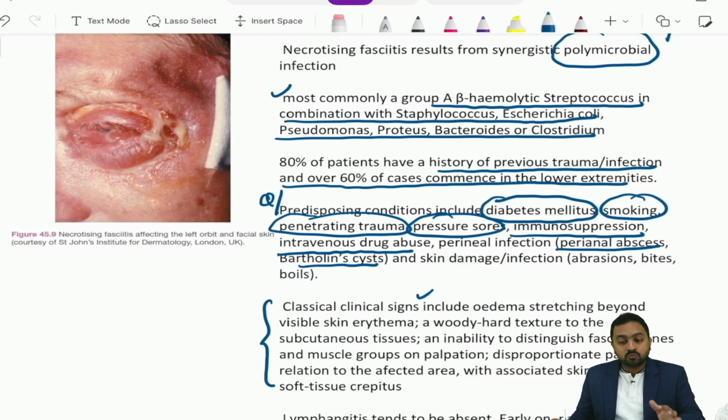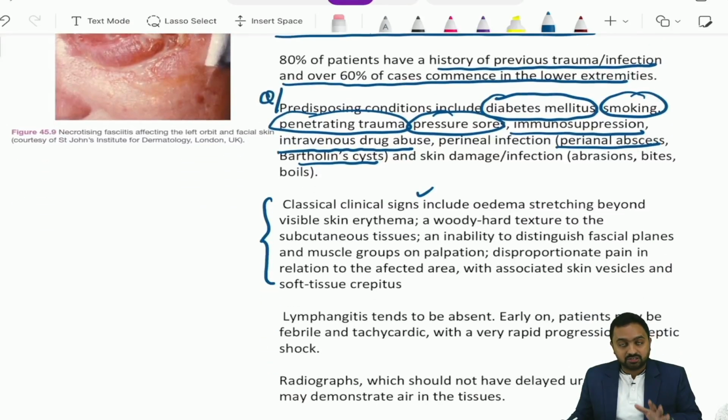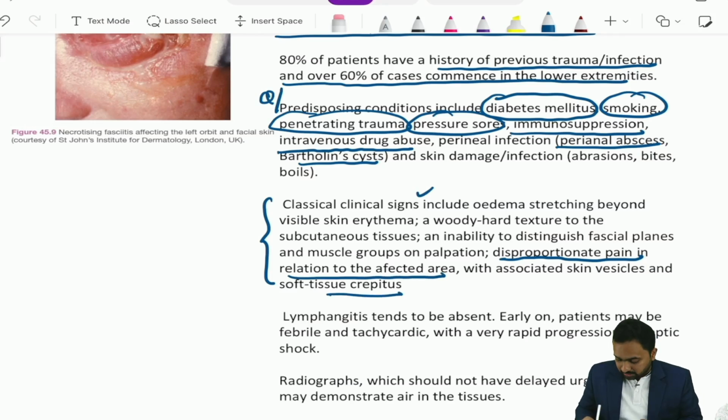Now, the classical signs include edema, which stretches beyond the visible scaled erythema. Then you have a wood-hard texture to the subcutaneous tissue, inability to distinguish the fascial planes and muscle groups on palpation, disproportionate pain in relation to the affected area, and associated skin vesicles and soft tissue crepitus. So these are some of the classical features that will help you to recognize the clinical entity of necrotizing fasciitis.